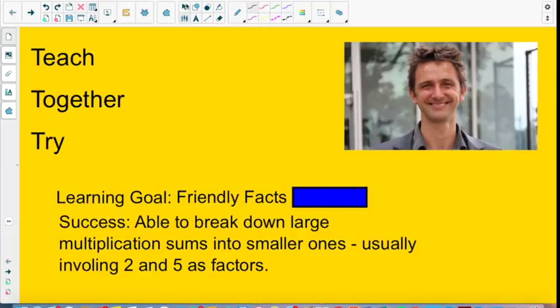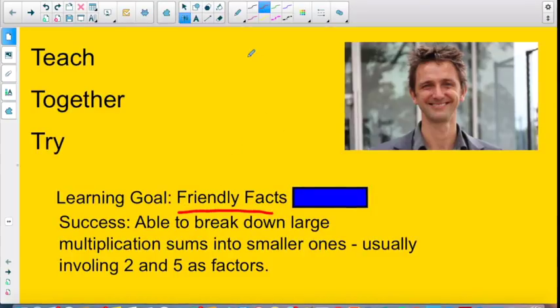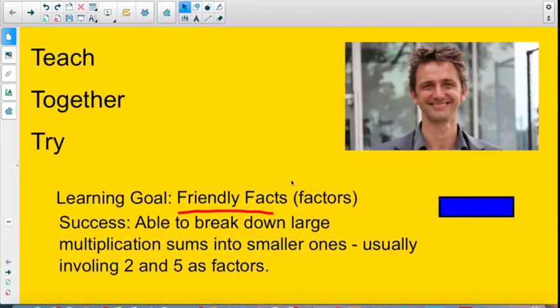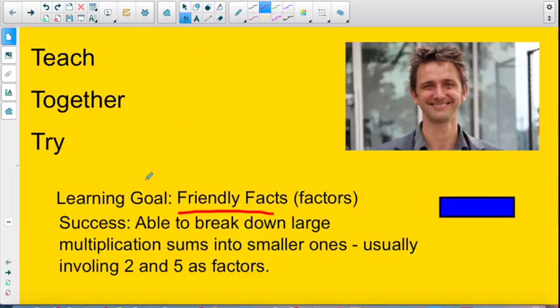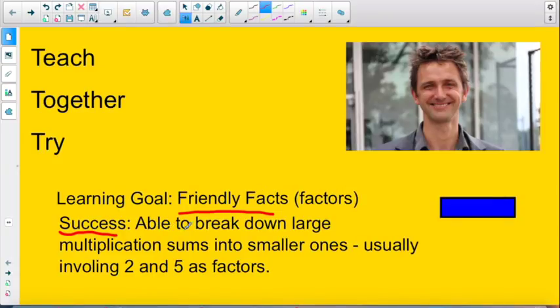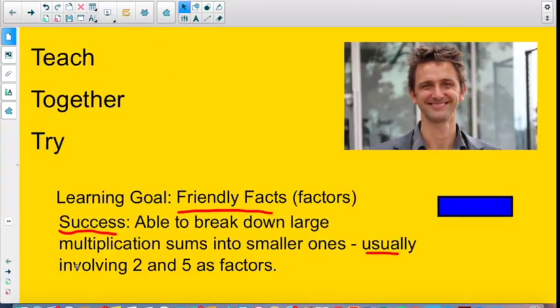Today we are looking at the very exciting friendly facts. And when we say friendly facts, we really mean friendly factors. We're really looking at friendly factors. And our success will be shown by the fact, small joke there, the fact that we are able to break down large multiplication sums into smaller ones, usually involving the numbers 2 and 5 as factors.